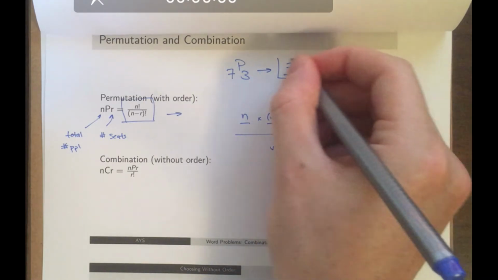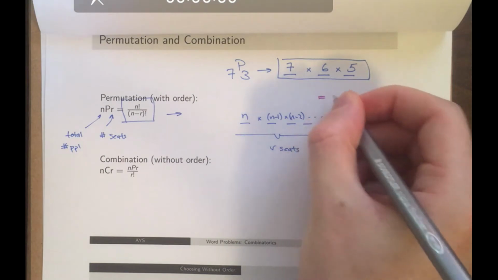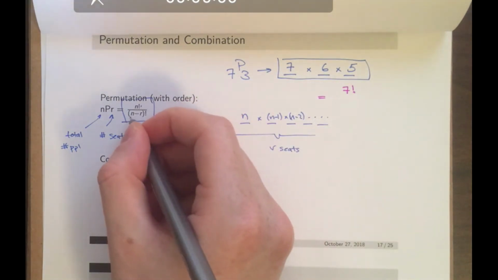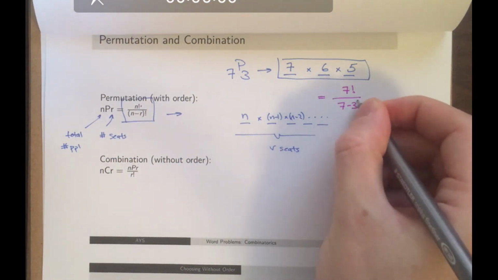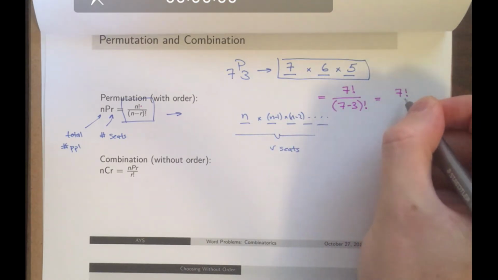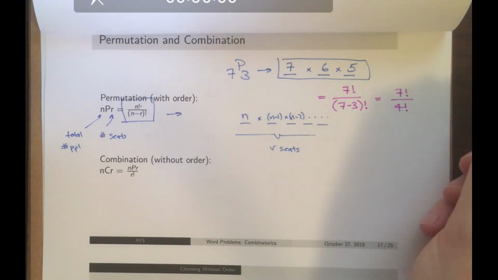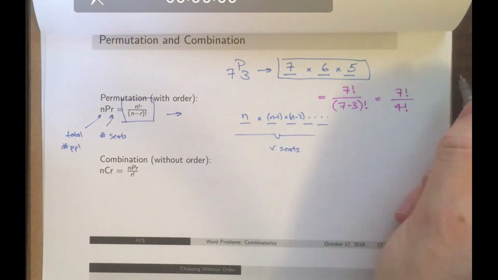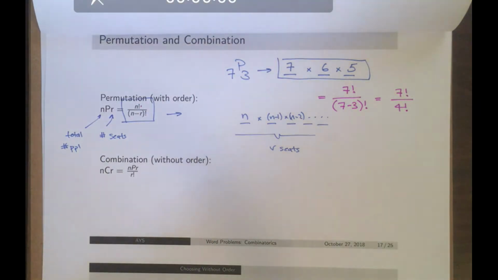That's the answer. If you want to use the very rigorous formula, that's the same thing as saying 7 factorial is the numerator, and the denominator is 7 minus 3 factorial. So that gives you 7 factorial divided by 4 factorial. Everything after 4 cancels out, so all you're really left with is the first 3, 7 times 6 times 5. Everything else, 4 times 3 times 2 times 1, is the same on the numerator and the denominator, so it cancels out.